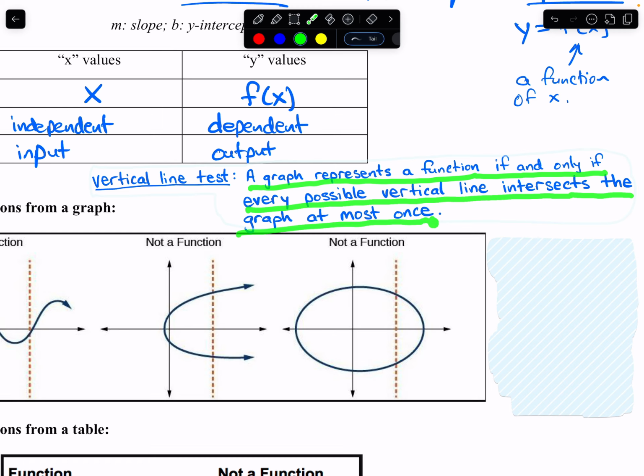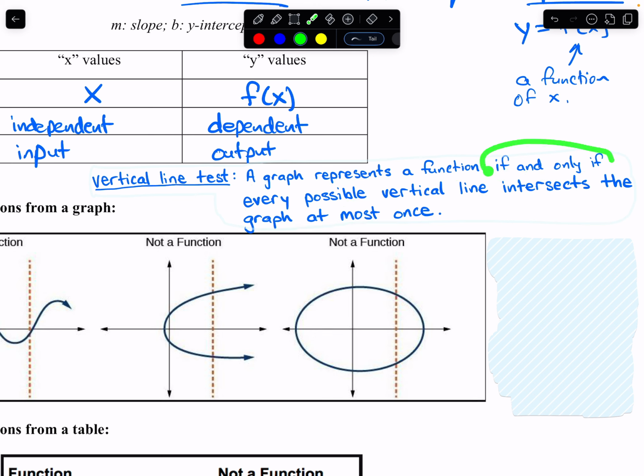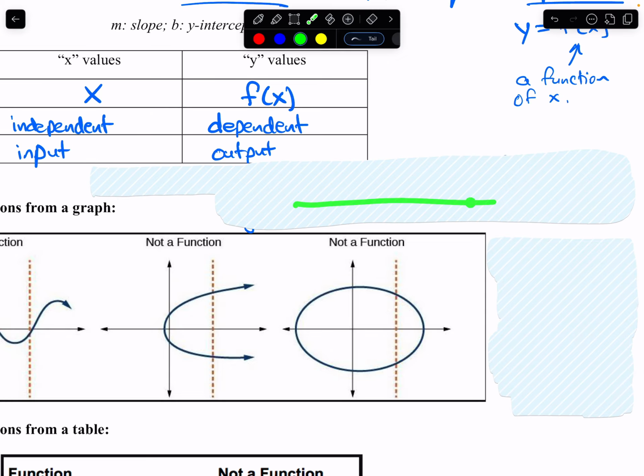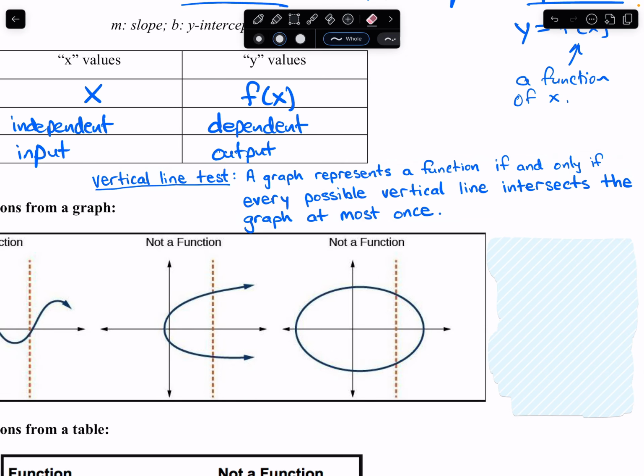I know this definition is a little bit wordy, and you might not have seen this phrase "if and only if" before. I'll explain that. Basically, this "if and only if" means it goes both ways. A graph is a function if, let's just go ahead and erase that. A graph is a function if this is true, but it also works the other way.